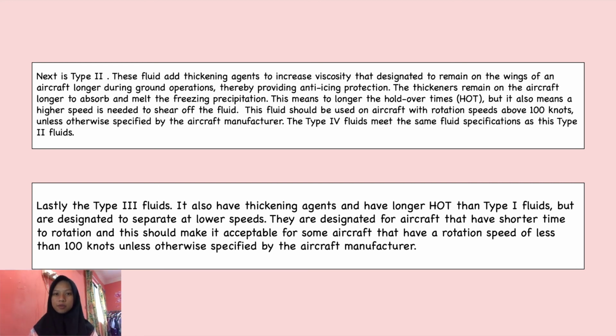Lastly, the Type 3 fluids. They also have thickening agents and have longer HOT than Type 1 fluids, but are designed to shear off at lower speeds. They are designed for aircraft that have shorter time to rotation, and this makes it acceptable for some aircraft that have a rotation speed of less than 100 knots unless otherwise specified by the aircraft manufacturer.